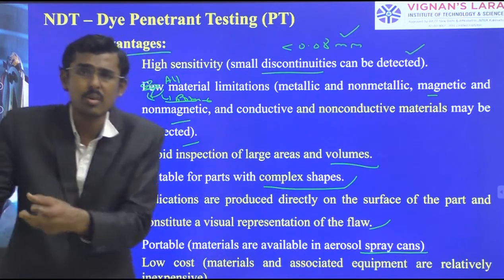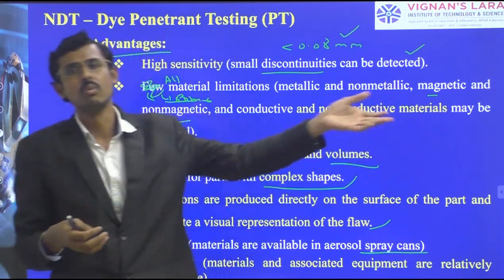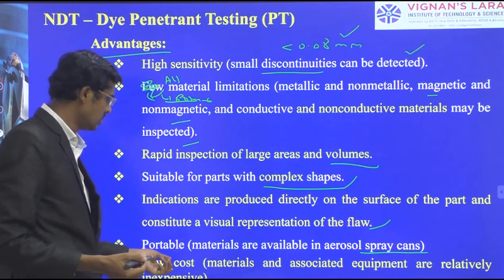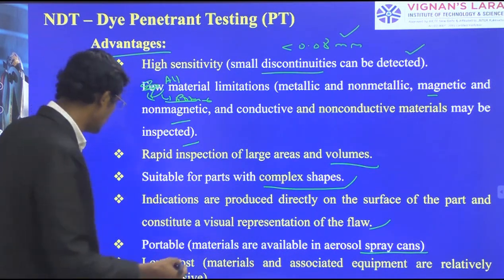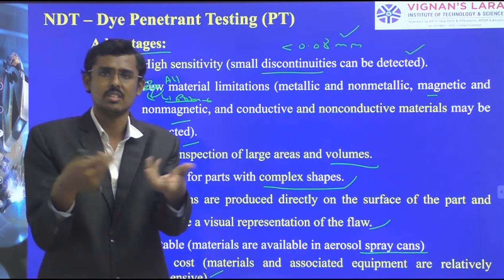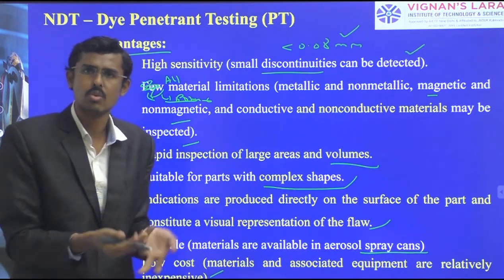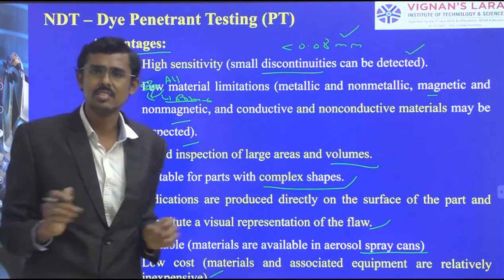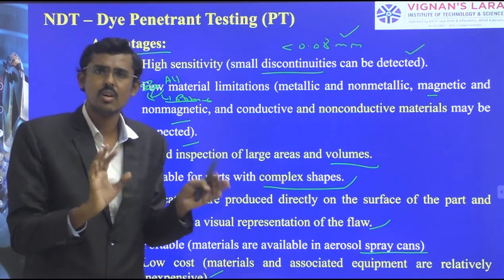So it is portable; we can carry it in our pockets. It is a low cost material, and associated equipment is relatively inexpensive. Only two cans with cloth are needed, so it is obviously inexpensive. There is no film like in radiography, no gamma rays, no X-rays. It is a very low cost inspection method.